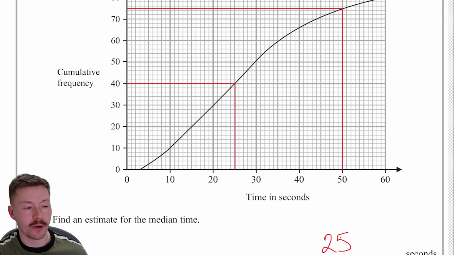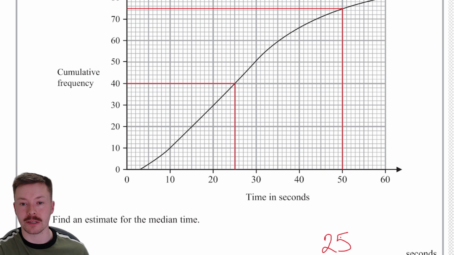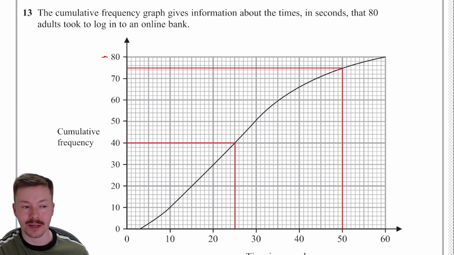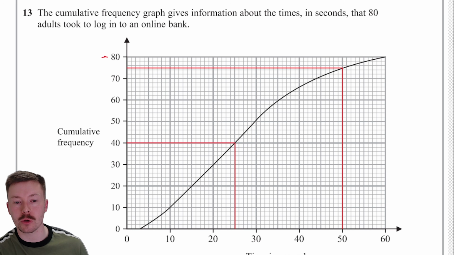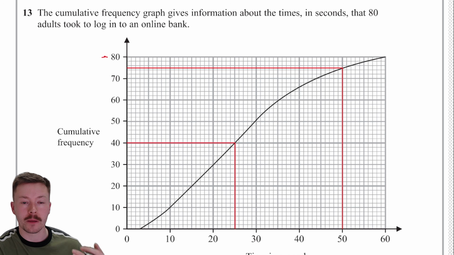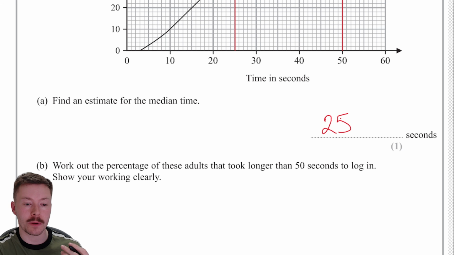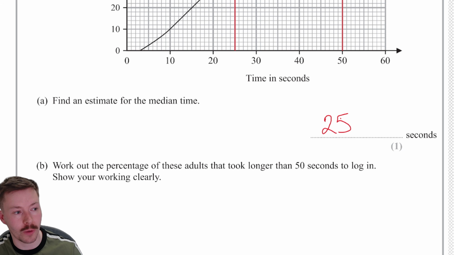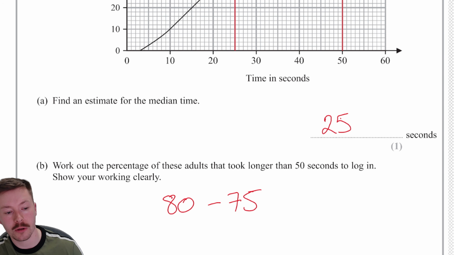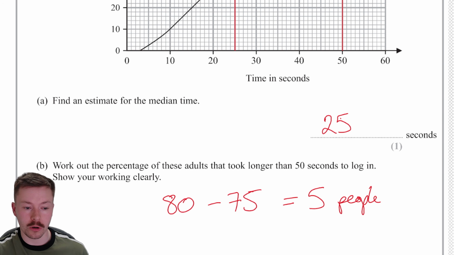Now, that 75 means there's 75 people that took less than 50 seconds, okay? Because cumulative frequency graphs, if you use them in this way, are always talking about that number or less. 75 people took 50 seconds or less. We need to work out the number of people that took longer than 50 seconds. Well, it goes up to 80, so we are going to do 80 subtract 75, which is 5 people who took longer than 50 seconds.